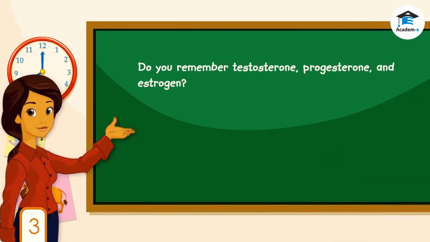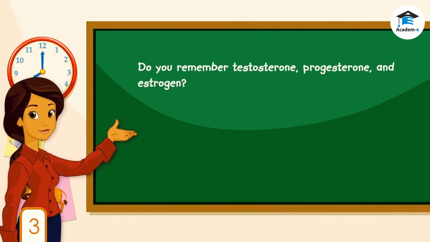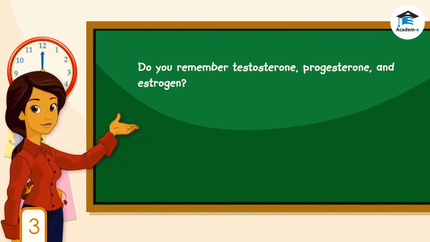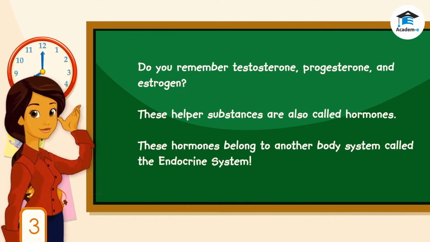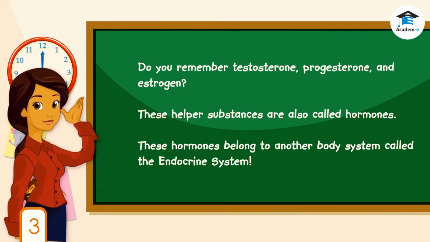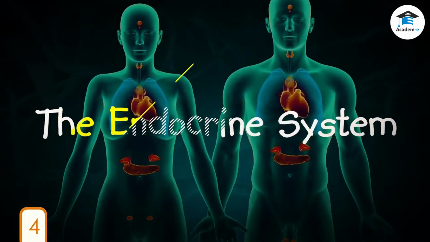Do you remember testosterone, progesterone, and estrogen? Yes. They are substances that help your reproductive system to function. These helper substances are also called hormones. And the organs responsible for producing these hormones belong to another body system called the endocrine system. The endocrine system.